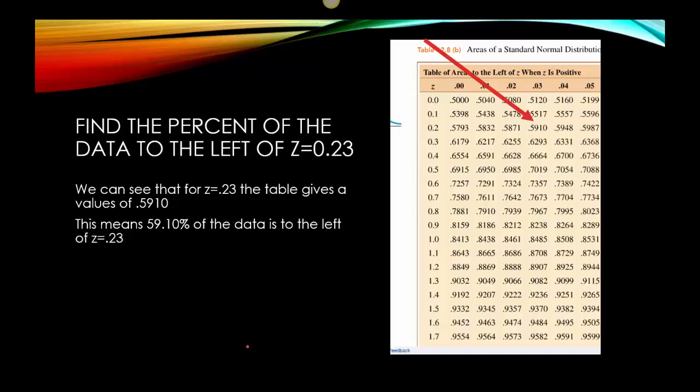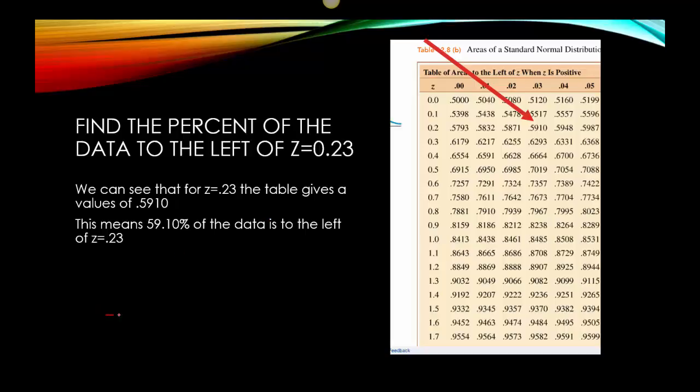So let's try it again. This time I said let's use Z is 0.23 because I want to show you numbers on the vertical and along the top. So here's 0.2, and then when I go over to 3, this makes 0.23, and it says 0.5910. So that's 59.10% of the data is to the left of 0.23.